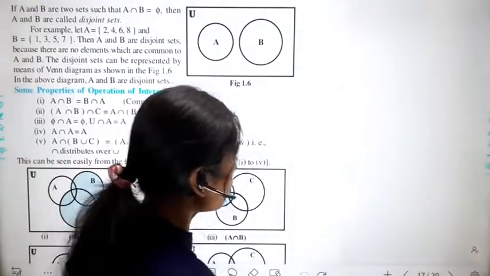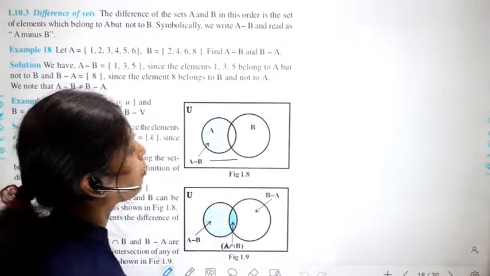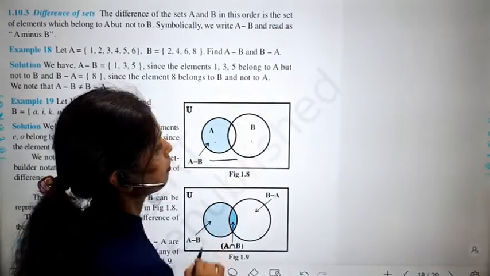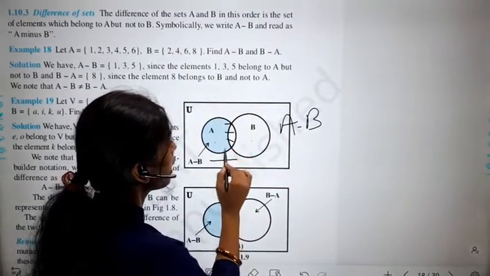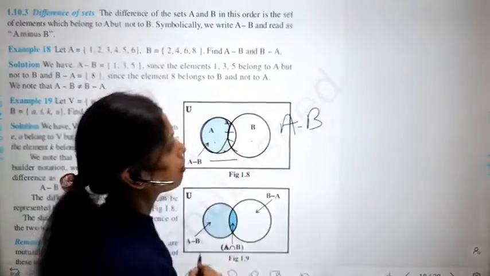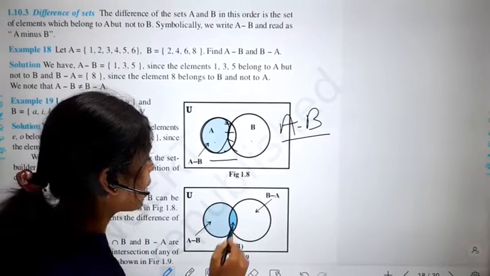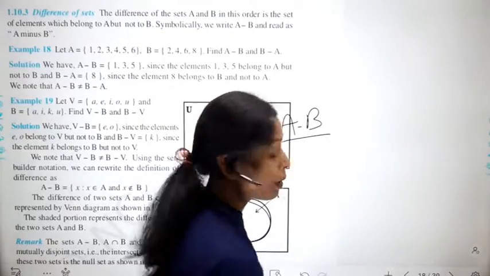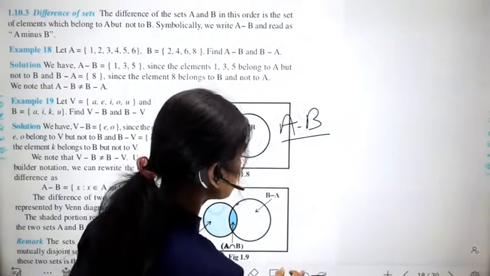Okay. Now the next one is difference. This is the difference. We have to subtract B from A. A minus B means we have A and we subtract B; this one is A minus B. Whereas this one is B minus A. This is the difference between A minus B and B minus A.